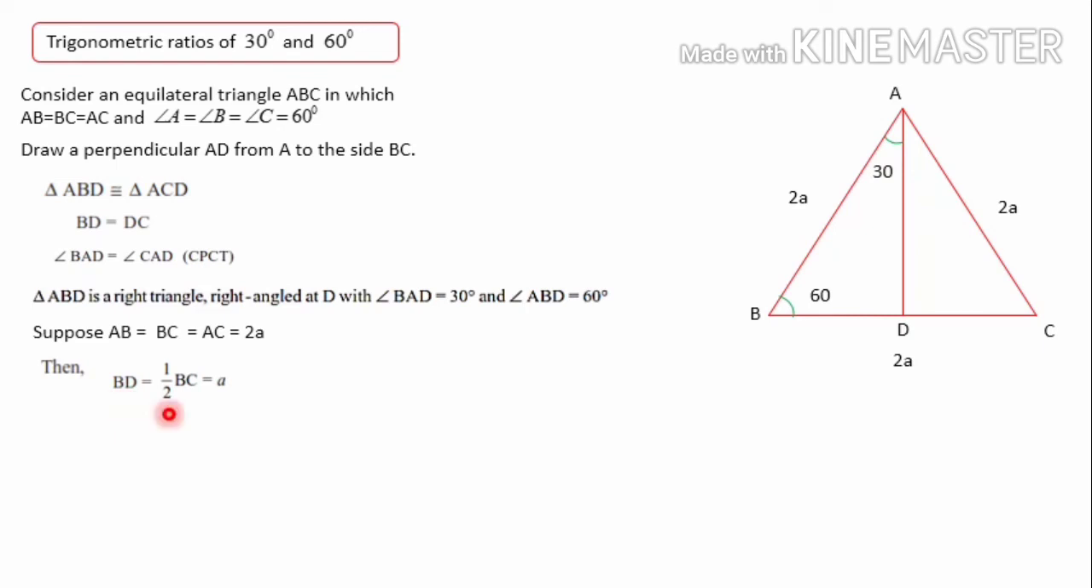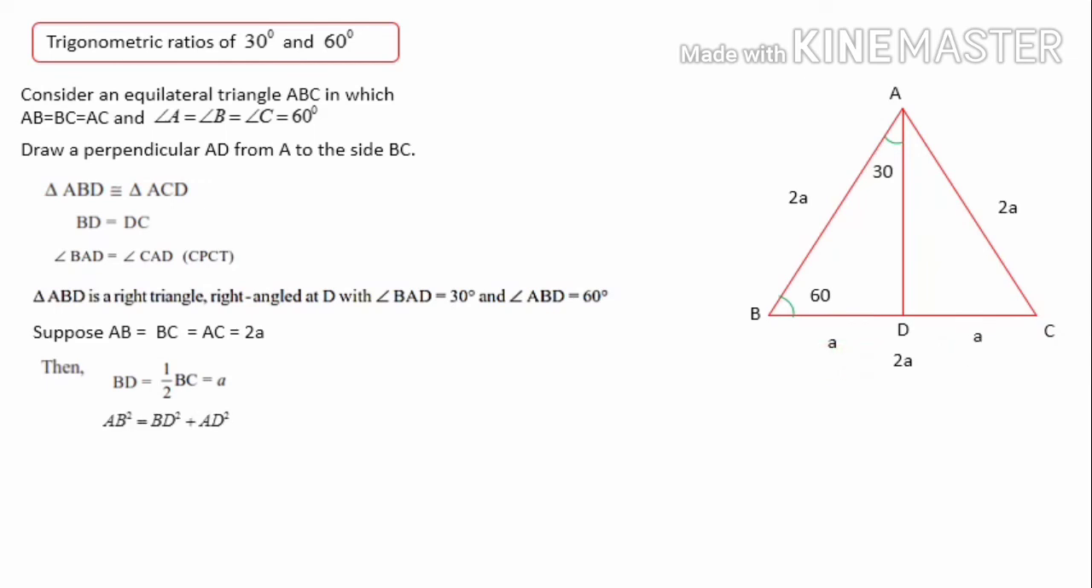Then BD is equal to half of BC. As I said before, BD and DC are equal. That means BD will be half of the total length BC. The total length of BC is 2A. Half of 2A is A. So let's mark these measurements on the diagram. BD and CD we have marked as A on the diagram.